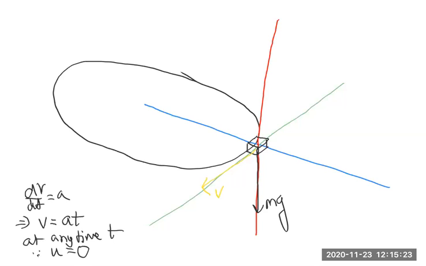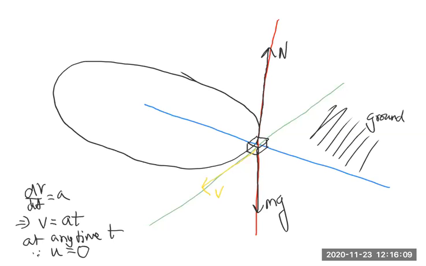Normal reaction. Where is the floor? Where is the surface? What is the direction of the normal reaction? No. Normal reaction should be opposite to mg. Here it is. Remember that the green-blue plane, this plane is the ground. So the normal reaction should be perpendicular to the ground. Normal reaction will go upward.